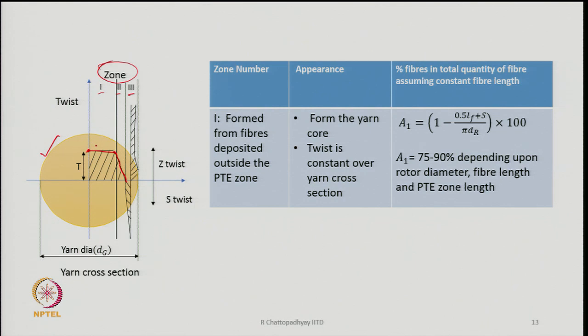So, in zone 1, that is the core part of the yarn, the twist is practically constant. And so, in zone 1, fibers are deposited outside the PT zone, and here the twist is practically constant over the yarn cross section, and the percentage of fibers in total quantity of fiber, assuming constant fiber length, is going to be around 75 to 90%.